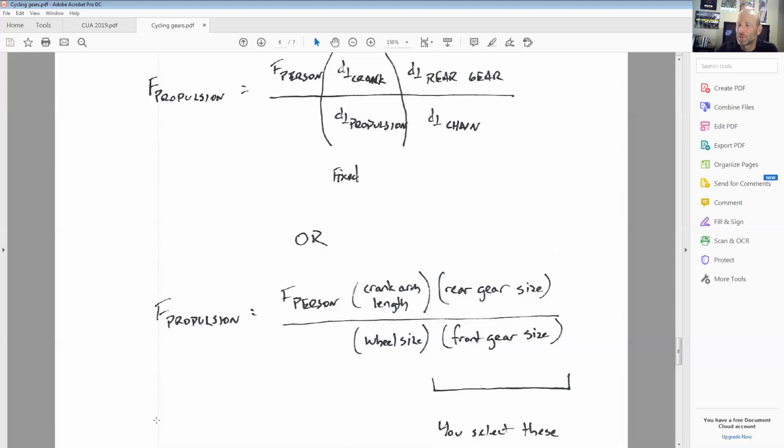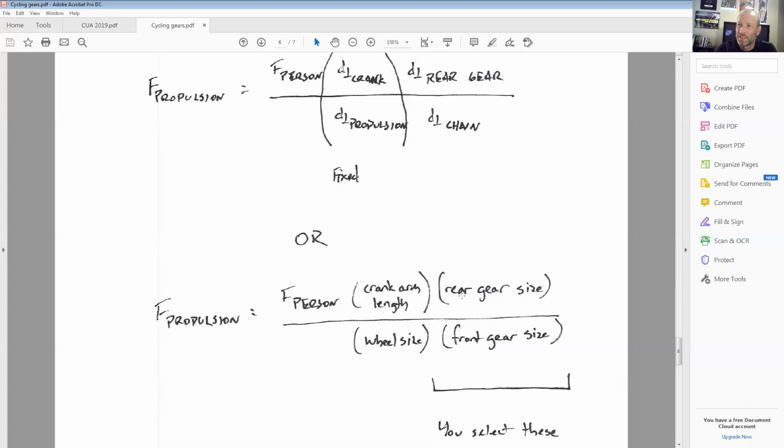So going uphill or from a stop position, we want the rear gear size to be the same as the front gear size, or close to that, so that every force that I generate on the pedal will be translated to a propulsion force. Now, if I'm trying to go fast, I want a small rear gear and a big front gear.